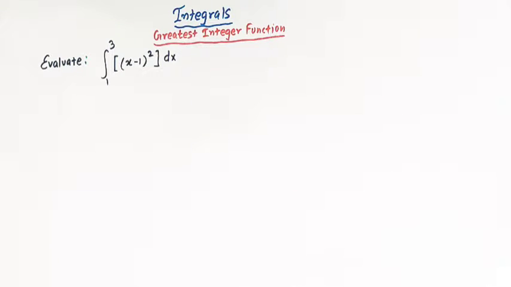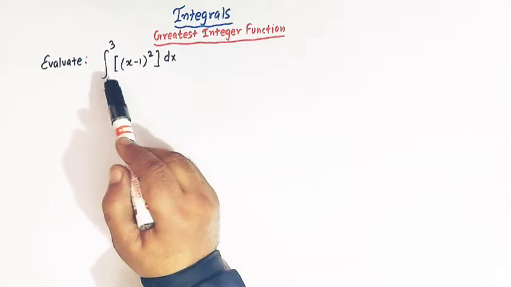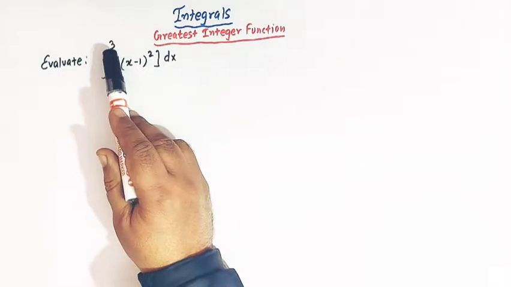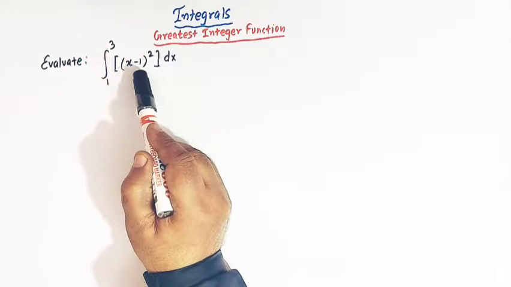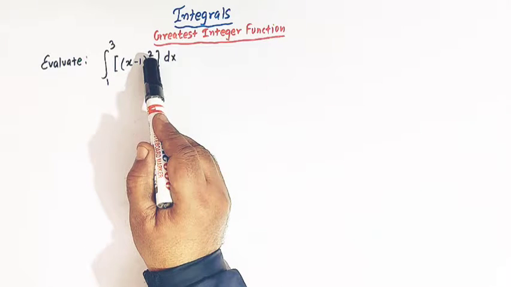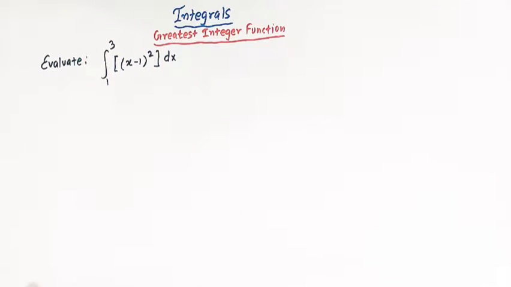Hello viewers, in today's class we are going to discuss yet another important and very conceptual problem from definite integrals involving the greatest integer function. In this class we'll evaluate this important integral, the integral from 1 to 3 of the greatest integer of (x minus 1) whole square. This problem is going to be very useful for beginners.